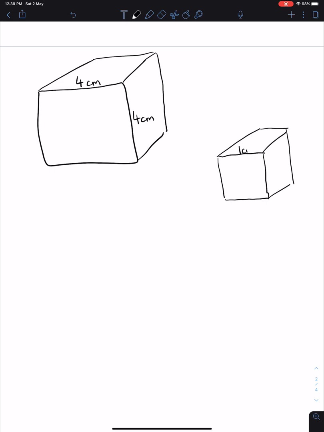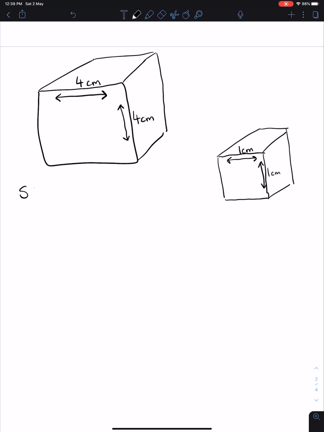One centimeter. So I'm meaning across there, that's 1 centimeter. Up and down here is 1 centimeter. And same with this one. So let's focus on the big cube first.